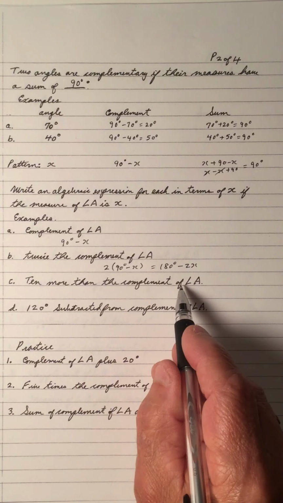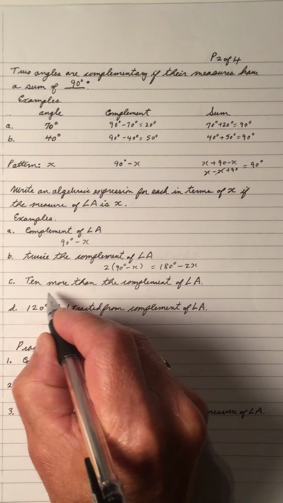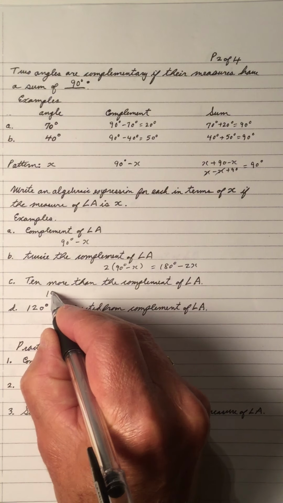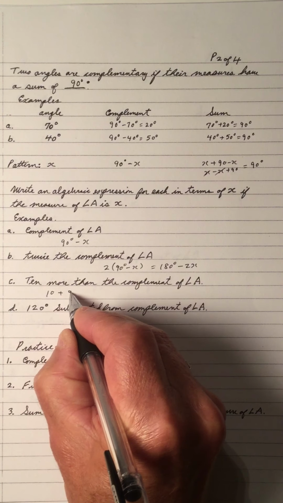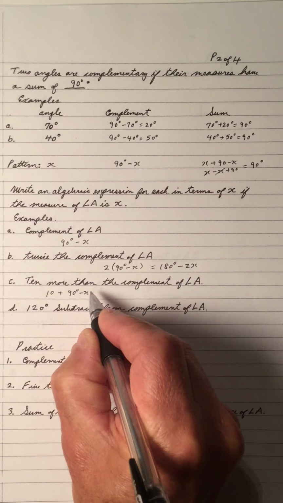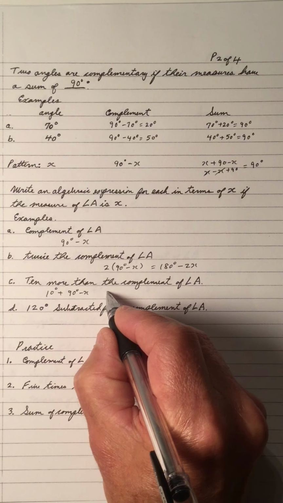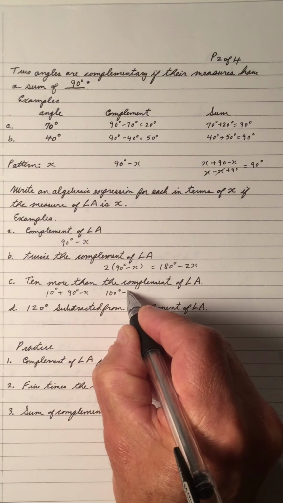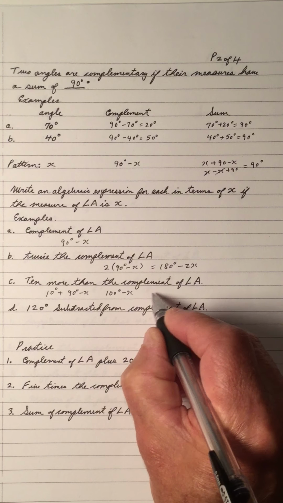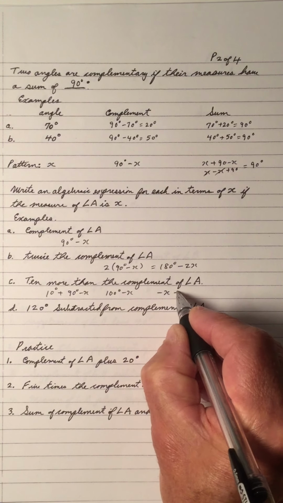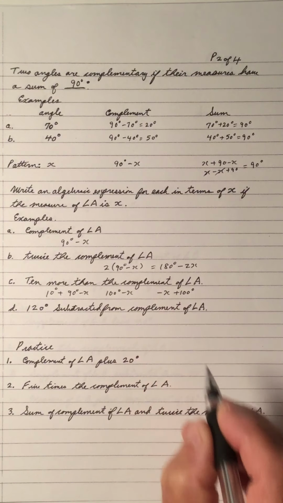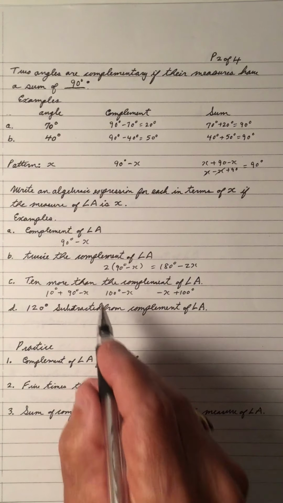10 more than the complement. 10 more means add. So you could go 10 plus the complement of 90 degrees minus x. So you could make that 100 minus x, and you can change that if you wish to negative x plus 100 degrees. So more than means add.